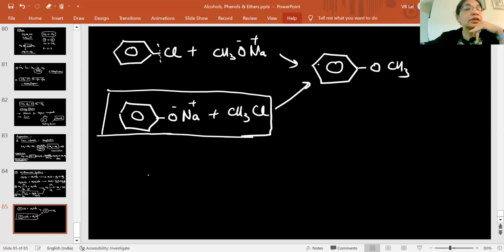So for a simple ether, no problem. You can take any alkyl halide and any alkoxide. But if it is a mixed ether, then you have to carefully decide which one will give me that ether.